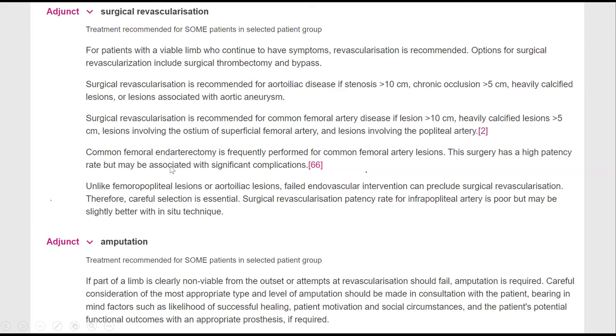Common femoral endarterectomy is performed for common femoral artery lesions, and this surgery has a high patency rate, but might be associated with significant complications. Why this complicated stuff? Because some questions will be difficult to answer. So I need you to pick these questions from this BMJ because it addressed everything clearly.